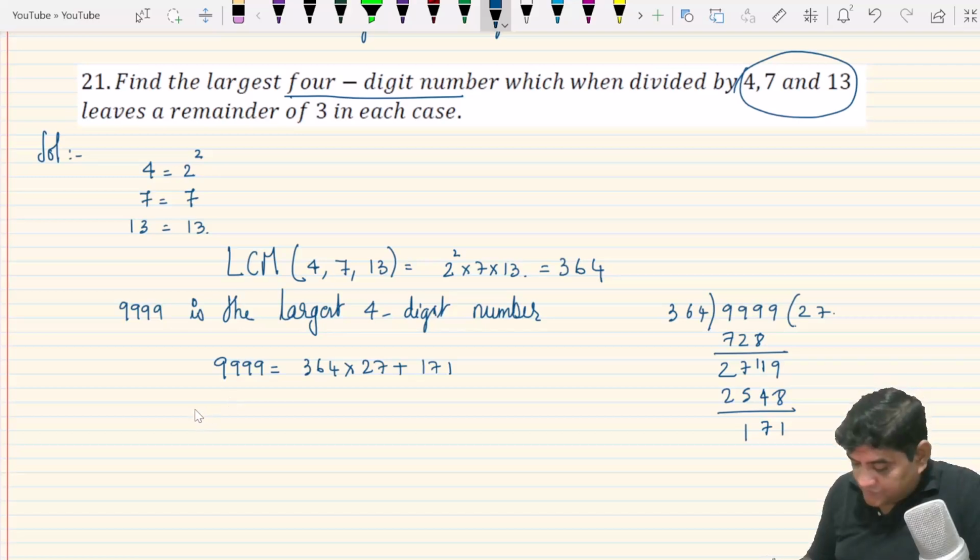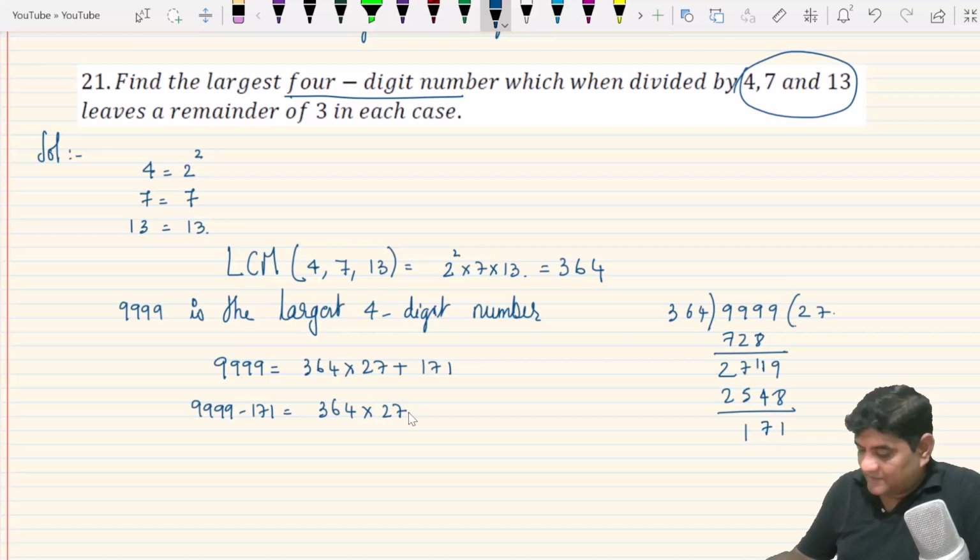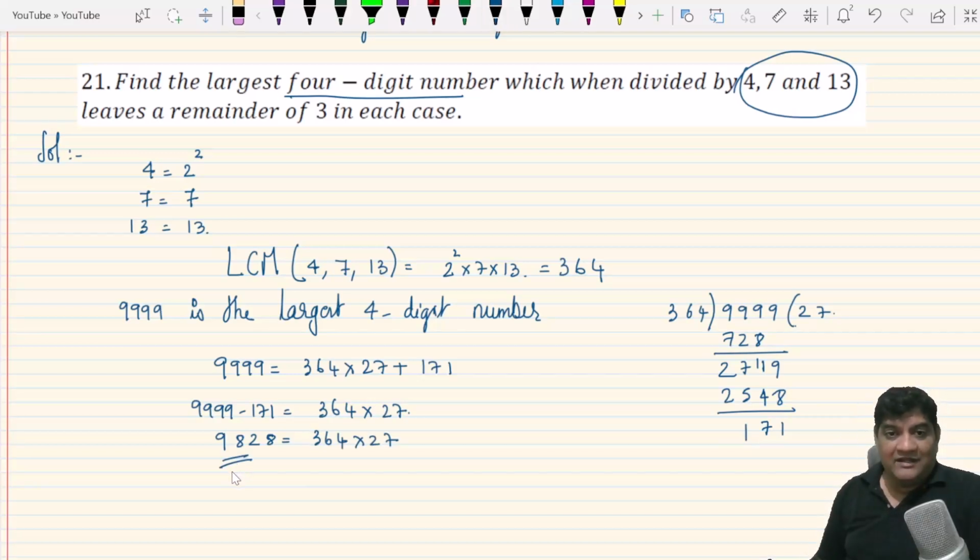And when I transpose 171 to the left hand side, what I end up getting is that. So let me quickly subtract this. How much is this going to be? 9,828. This basically means that when I'm dividing 9,828 by 364, I'm going to get the remainder as 0. But if I need a remainder of 3, I'm going to be adding a 3 on both the sides.